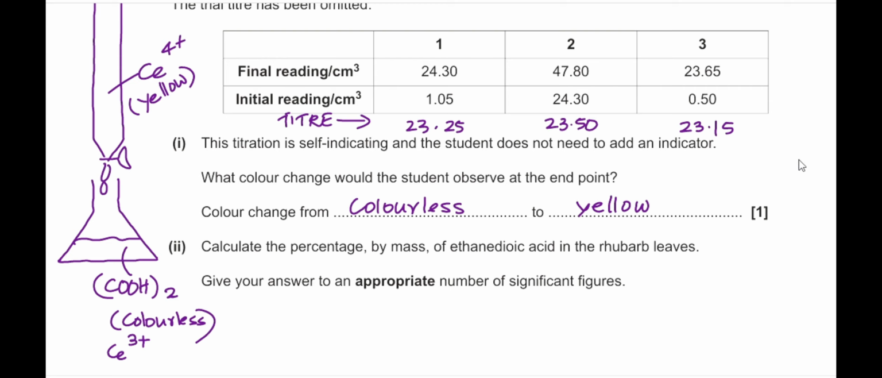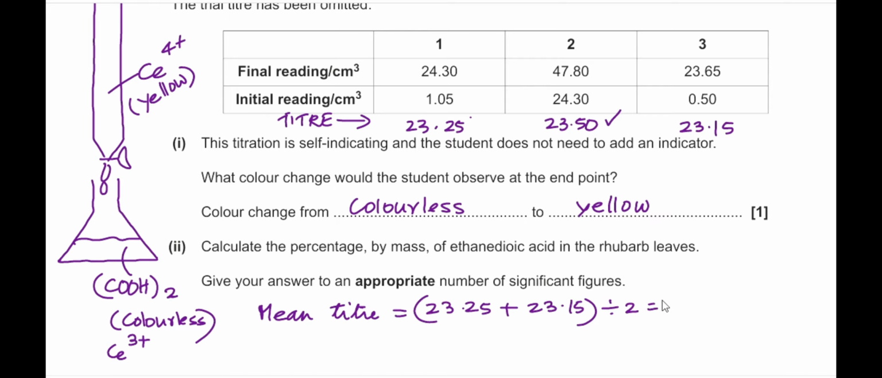Now we can see that this is out of question because it's different from the others by more than 0.1. Therefore, the concordant results are this and this. So let's write mean titer is equal to 23.25 plus 23.15 divided by 2, which gives 46.40 divided by 2, therefore 23.20 cm cubed.